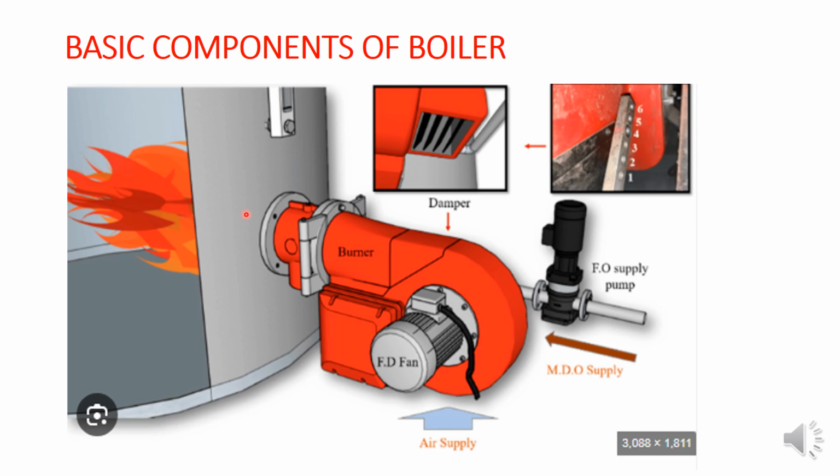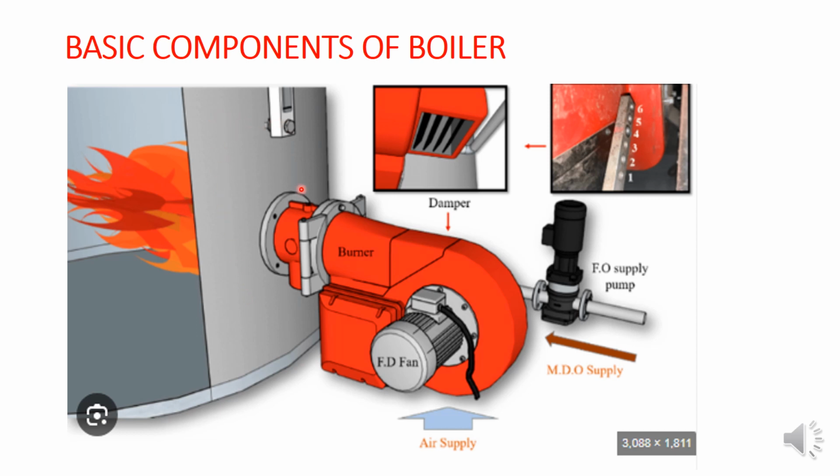Okay, so there are two types of boiler normally: water tube boiler, water inside the tubes, so that is called water tube boiler, and fire tube boiler, fire inside the tubes, that is a fire tube boiler. Okay, that's just a brief description. Now we will discuss the basic components of boiler. This is the boiler, you can see, this is the structure of boiler.